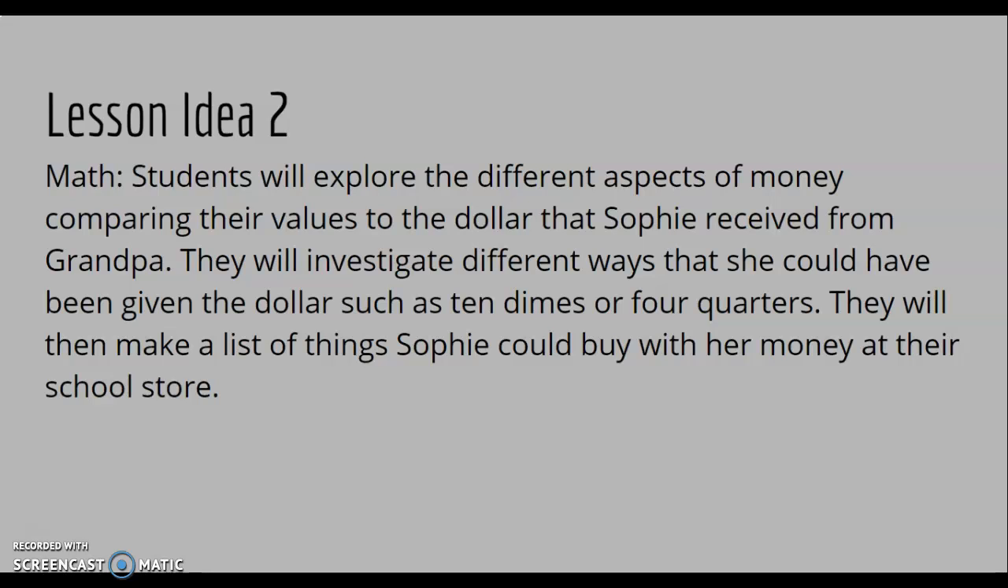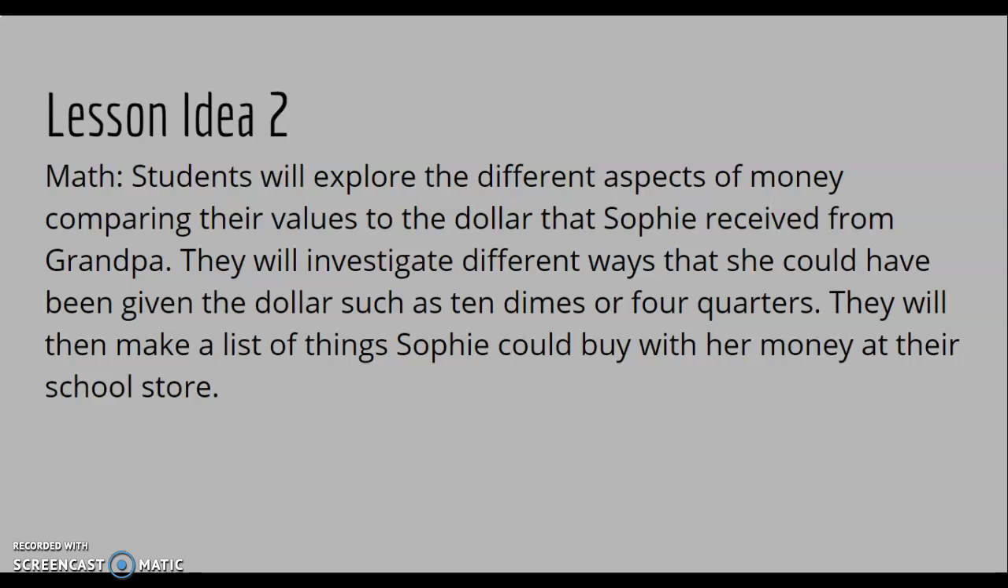So for the second idea, it would be a math lesson. In the story, Sophie is given $1 by Grandpa for helping him out finding things. So the students would explore the different aspects of money, such as cash versus coins, dollar bills versus coins, and compare their values to the $1 that Sophie received from Grandpa. They will then investigate different ways that Grandpa could have given Sophie $1. So he could have given her 10 dimes, 4 quarters, 2 quarters and 5 dimes.